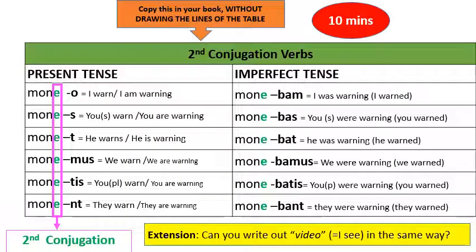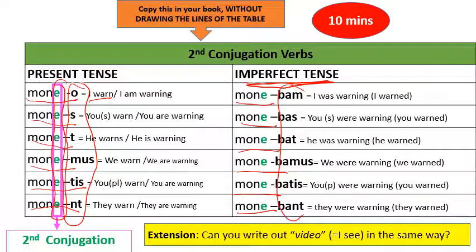Today, we are learning the second conjugation verbs. This is another family of verbs which all have the magic letter E instead of A before the ending. So, for example, you have moneo, which means I warn, and it conjugates as moneo, mones, monet, monemus, monetis, monent in the present tense. And in the imperfect tense, in the past, you have monebam, monebas, monebat, monebamus, monebatis, monebant. As you see, in the present tense and the imperfect, we maintain the same endings as we did for amo.